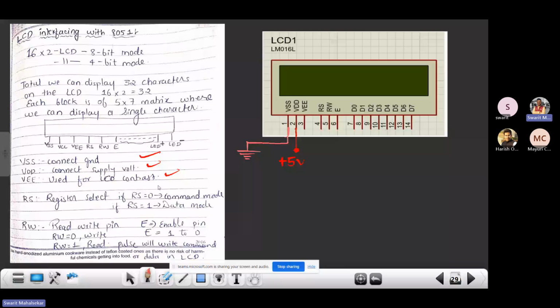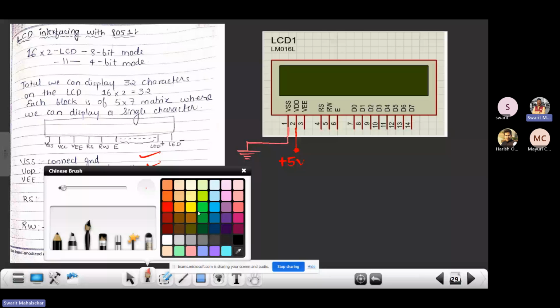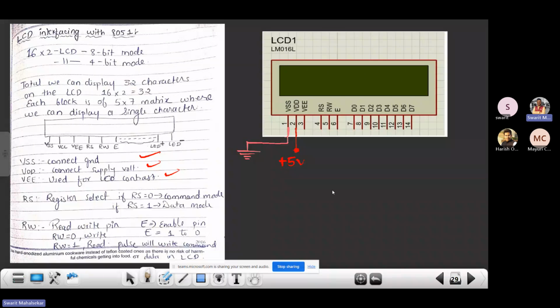Just the thing is that over here we are doing it manually. We need to connect a potentiometer over here, to make sure that we are able to change the brightness of the LCD. Since we are doing simulation, it's fine even if you connect this particular pin directly to 5 volts. But in reality it doesn't work, because I had seen that. So in reality you need to connect one potentiometer over here. But as far as simulation is concerned, it's fine even if you connect this particular pin to 5 volts.